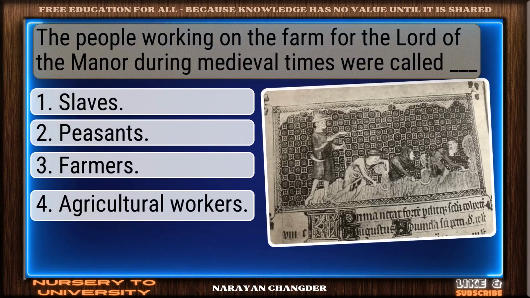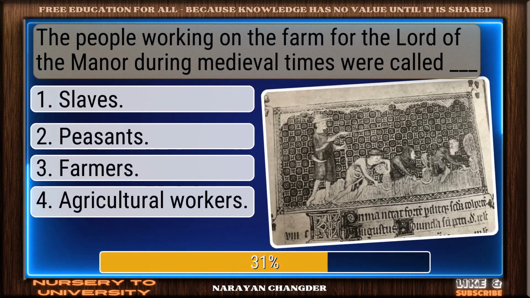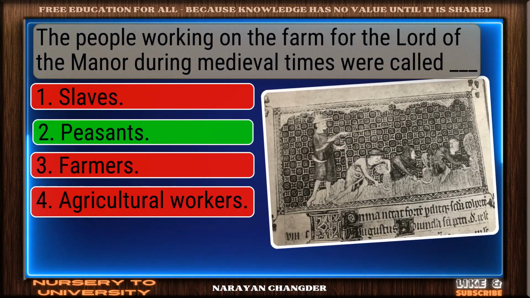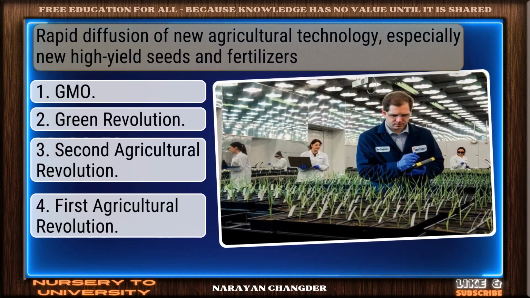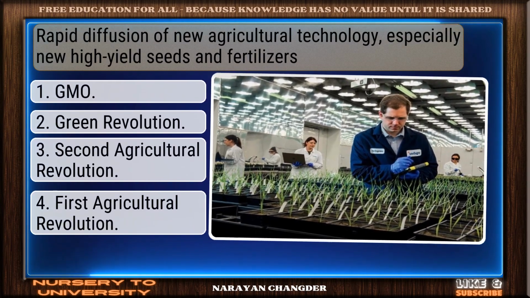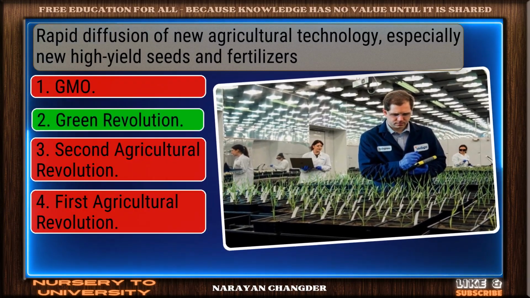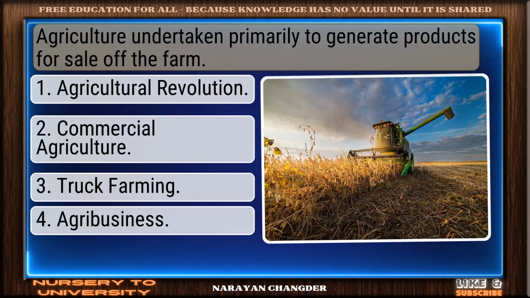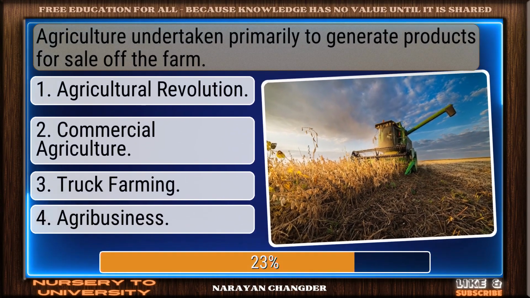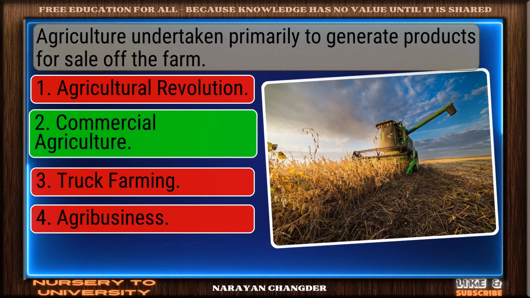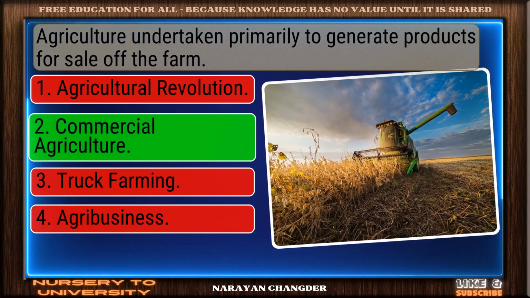The people working on the farm for the lord of the manor during medieval times were called dash. Nice work. You chose peasants, and it is correct. Rapid diffusion of new agricultural technology, especially new high-yield seeds and fertilizers. Valid point. Green revolution is true. Agriculture undertaken primarily to generate products for sale off the farm. Correct response. Commercial agriculture is the most accurate answer.